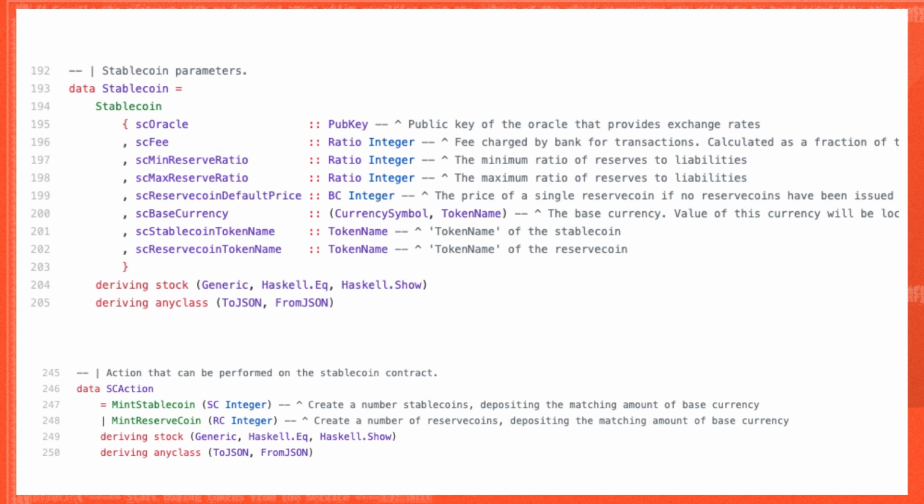Here you can see the parameters of the stablecoin. You can see that you have the minimum and maximum reserve ratios. You have the percentage fee that is charged in every trade. You have the base coin, the base currency that is used for the reserves, and so on. And down there in the slide, you can see the actions that are allowed. You can see there just two actions, right? Mint stablecoin and mint reserve coin.